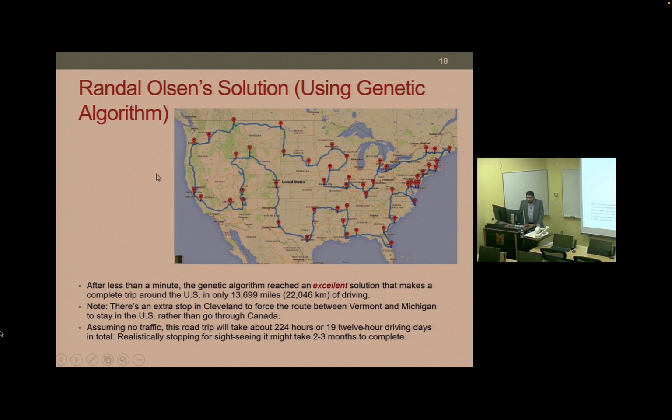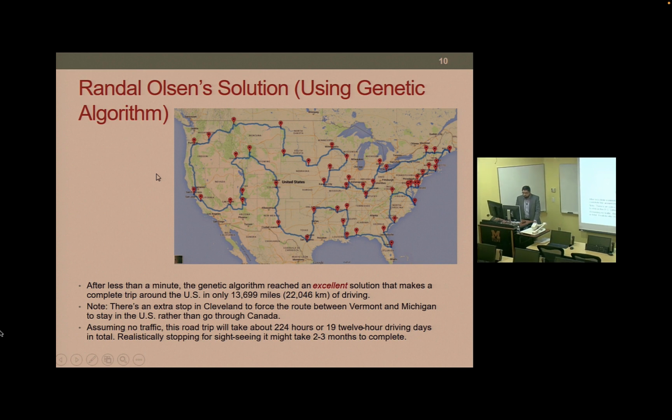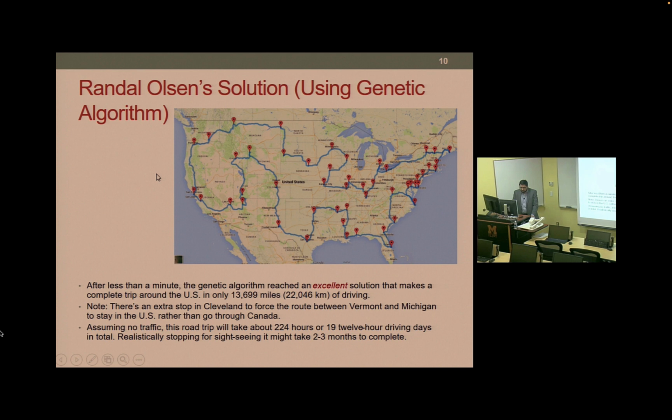Okay? So this is an algorithm run by a graduate student, Randall Olson, for about a minute. After about a minute, the algorithm gave a route of 13,699 miles, which goes over 48 states and hit 50 landmarks in those 48 states. There's an extra stop added right here in Cleveland to make sure that we don't go outside the US, because otherwise the shortest distance between Vermont and Michigan passes through Canada through the Ontario province. So to make sure we don't go into Canada, that was one of the requirements of the problem, that we stay in the US. A 51st spot was added in Cleveland, but we're not really stopping in Cleveland.